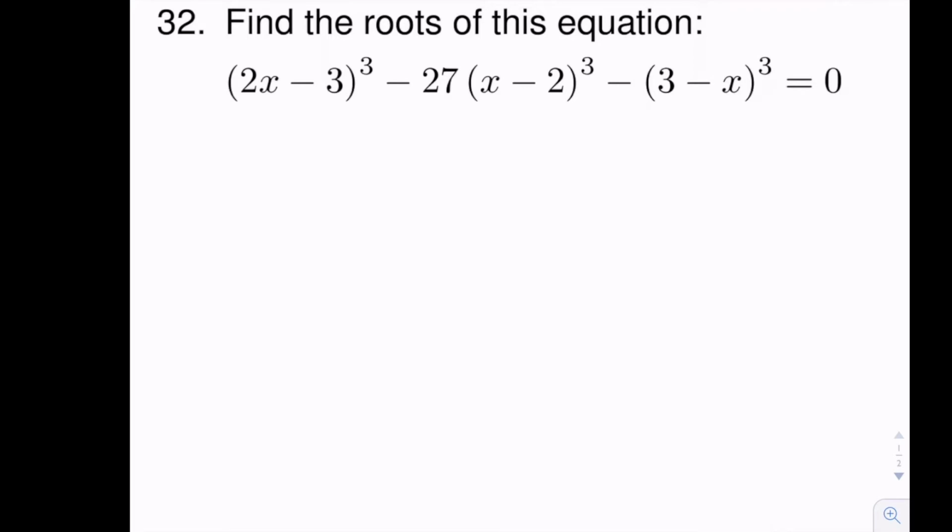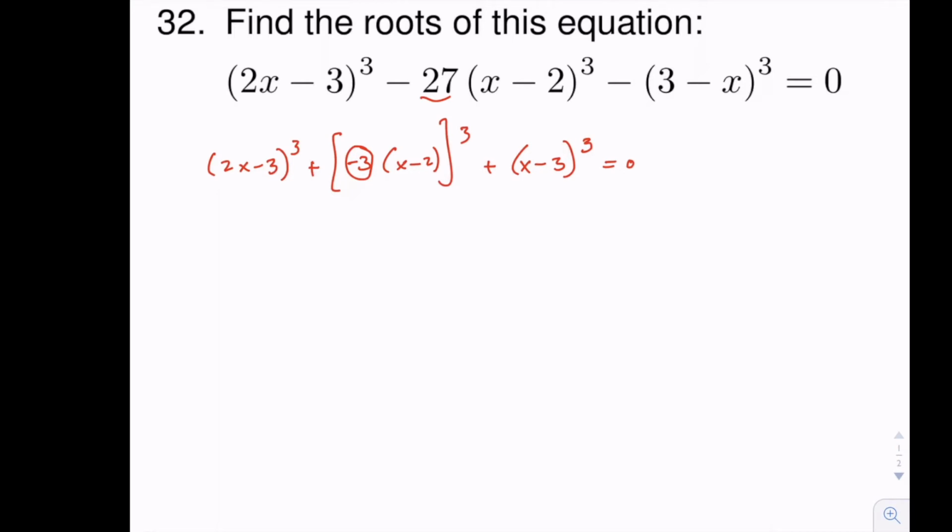But if we inspect this a little bit more carefully, we can see that it involves the sum of three cubed terms that is 0. So if I want to be a little bit more clear, I can rewrite this as 2x minus 3 to the power of 3 plus minus 3 times x minus 2 to the power of 3, and then minus 3 to the power of 3 will give us minus 27, plus x minus 3 to the power of 3 equals 0.